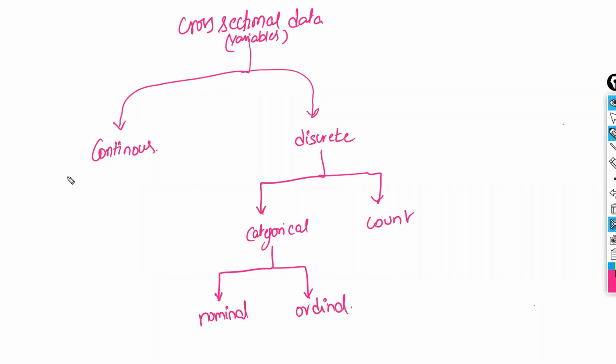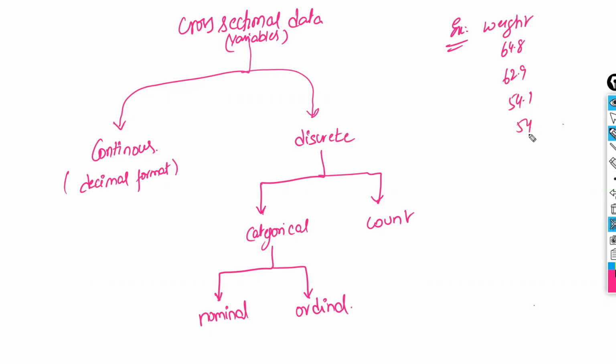Now, continuous. What is meant by continuous? Continuous means which is having a decimal format. Whichever data can have decimal values, that particular variable is considered as continuous. Everything comes under continuous. Example, weight. You have 64.8, 62.9, 54.1. Only 54 is also possible, 54.1 also possible, wherever the decimal is possible.